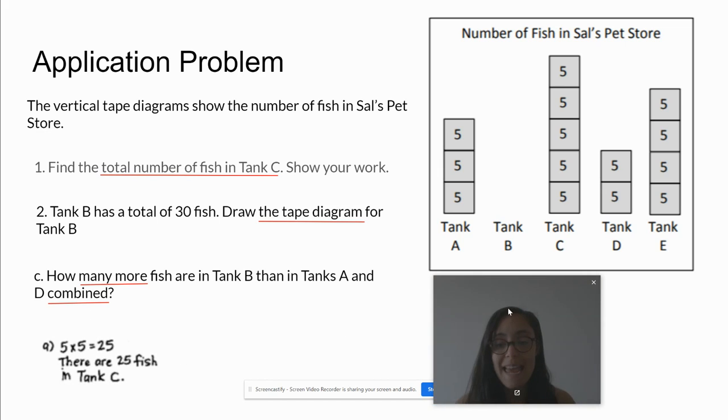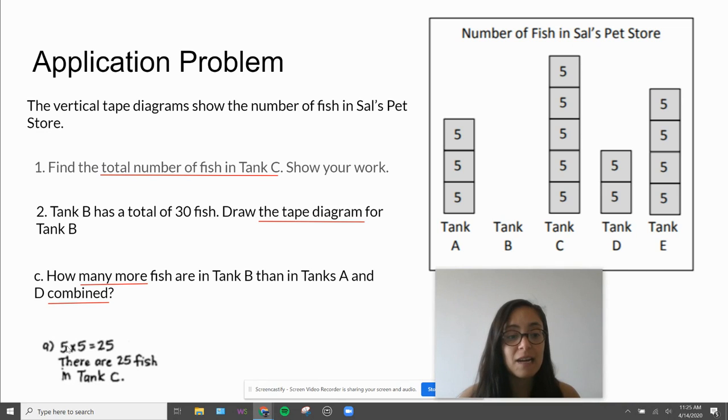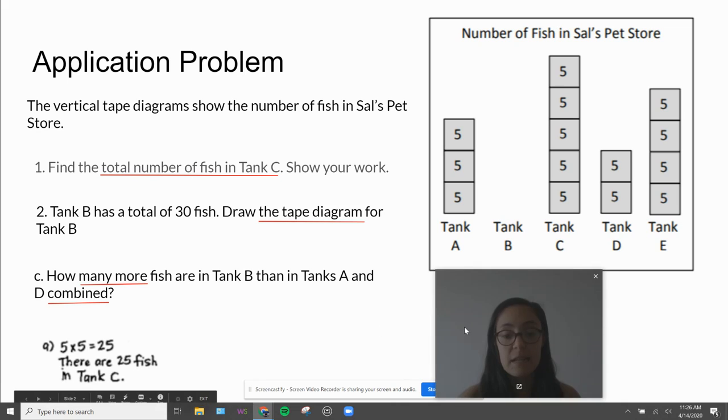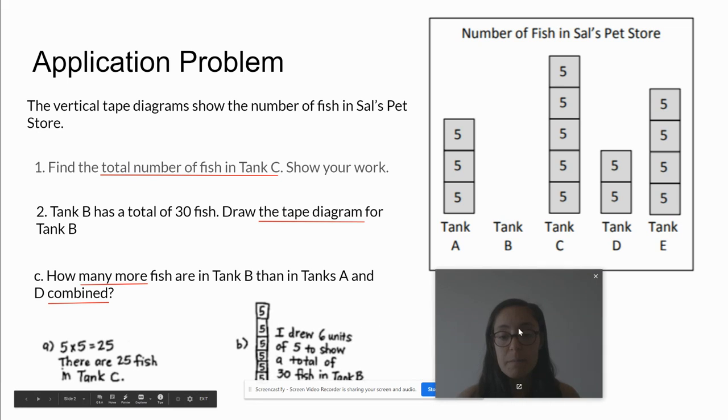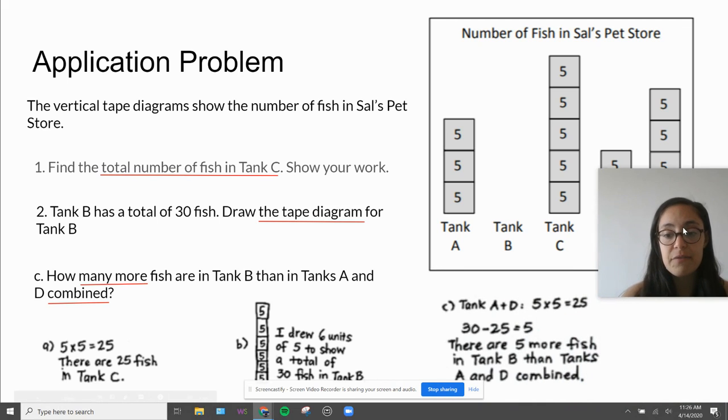So for part A, I know that there are 5 groups of 5, so I can count it like I did with my tape diagram earlier, or I could multiply 5 times 5 for my answer. So for question 1, we know there are 25 fish in tank C. For B, you drew 6 units of 5 to show a total of 30 fish. So for B, we see that we have to draw the tape diagram. I drew it down here.